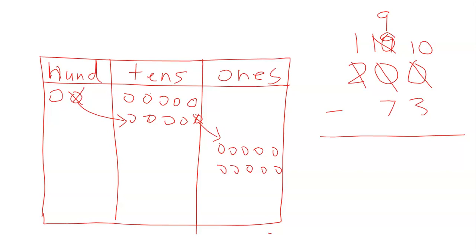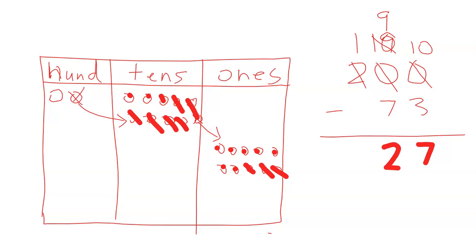10 minus 3, let's go ahead and subtract on my place value chart. 1, 2, 3. I have 7 left over. You can see 1, 2, 3, 4, 5, 6, 7. There they are. And now I want to subtract 7 tens. 1, 2, 3, 4, 5, 6, 7. And I have 2 left over. Now let's subtract 100. 1 minus 0 hundreds, that's going to give me 100 left over. So I have 100, 2 tens, and 7 ones.